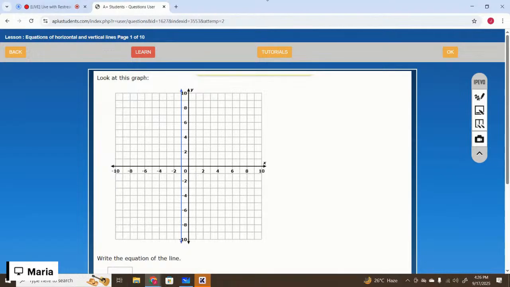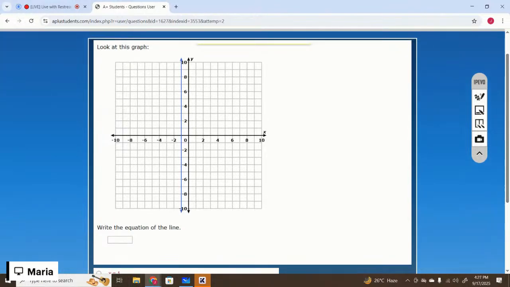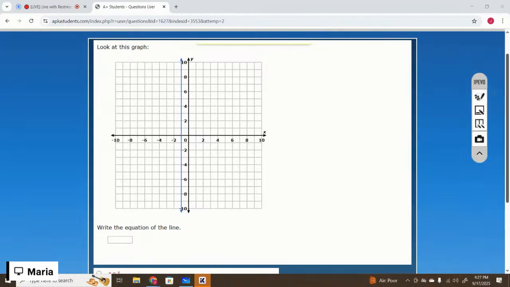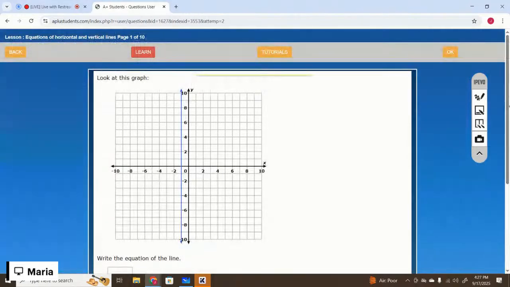Look at this graph. Write the equation of the line. So here is the line, that is the vertical line, right? And the line is at x equals negative 1. You can see negative 1 it is, and that is a vertical line. The line is at x equals negative 1. Option number 2 is the correct option.